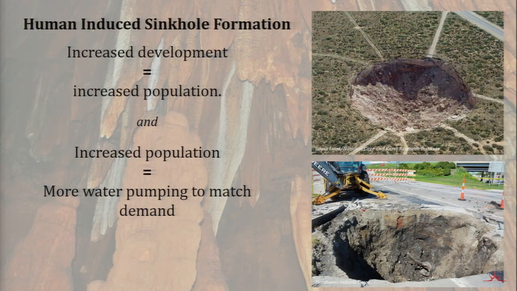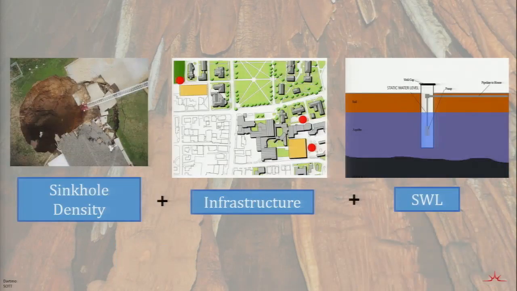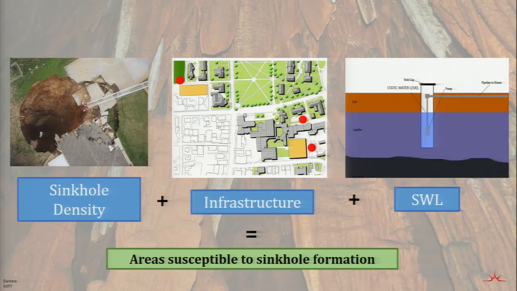As well as causing increased development, increased population causes an increase in water demand. As water demand increases, more water is needing to be pumped from the ground, which would result in lower static water levels. And that is where that layer came from. By combining sinkhole density, infrastructure, and low static water level, all with equal weights, I was able to create a map that visualized areas that were susceptible to sinkhole formation. Again, all these are added equally. There were no weightings given to any layer.